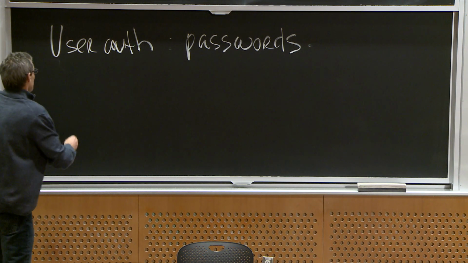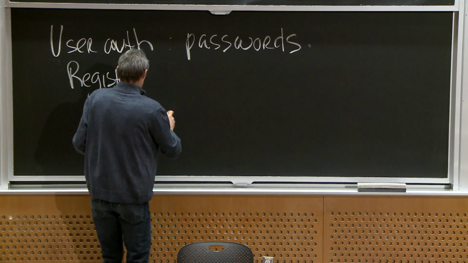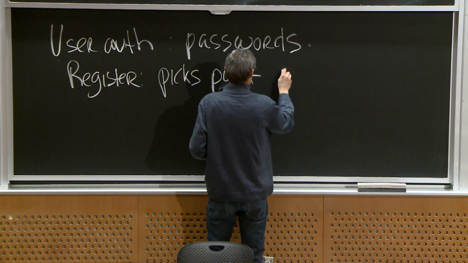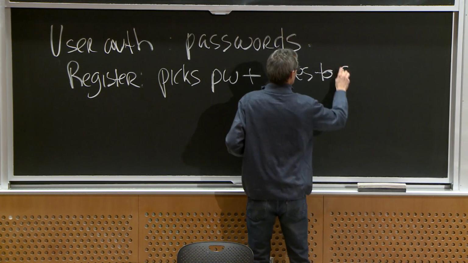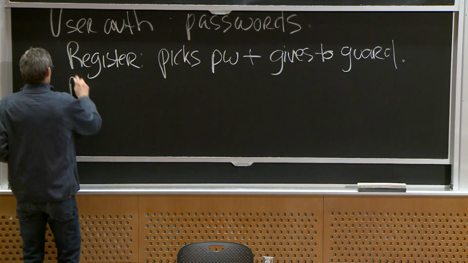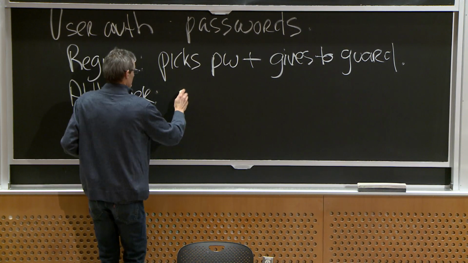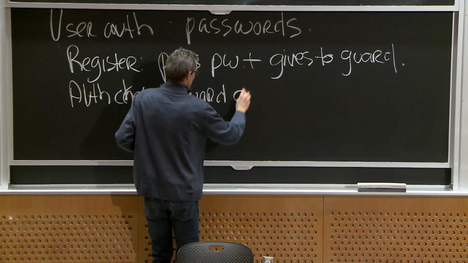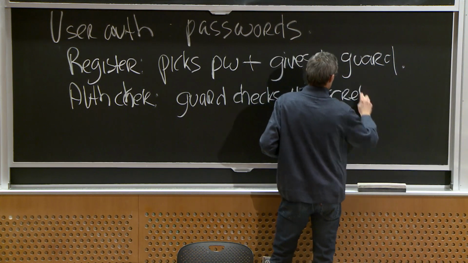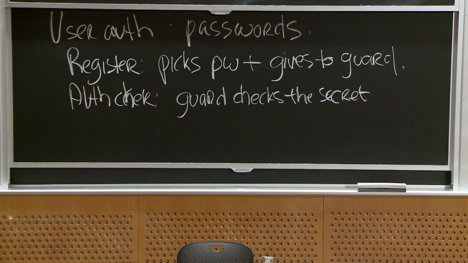And so the idea is pretty straightforward, correct? With register, basically, the user picks a password, and gives it to the guard. And then the authentication check is pretty straightforward. The guard basically checks the secret against the secret that was established during registration. And that's your basic password scheme.